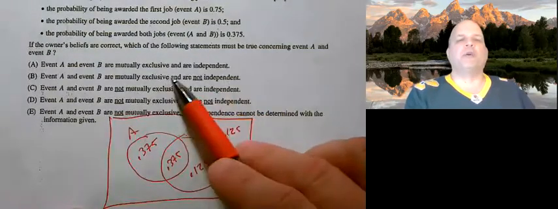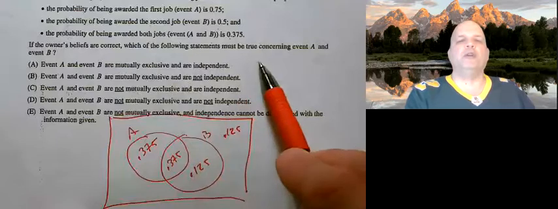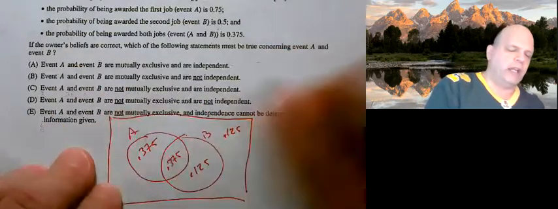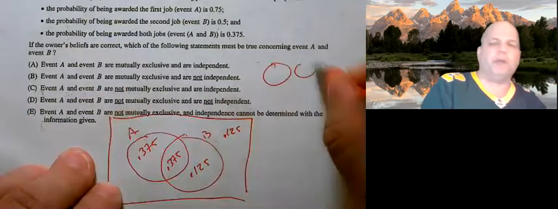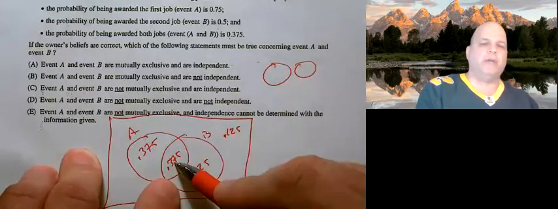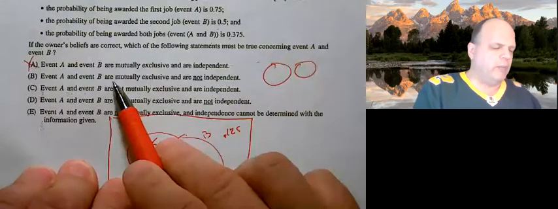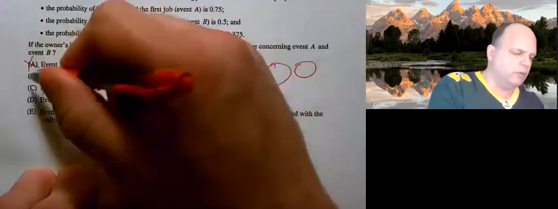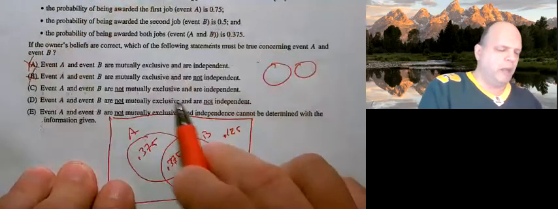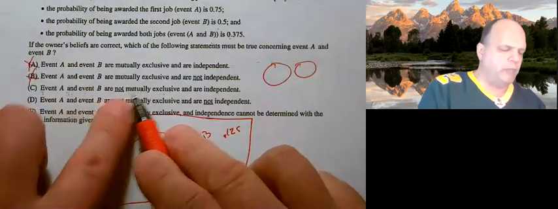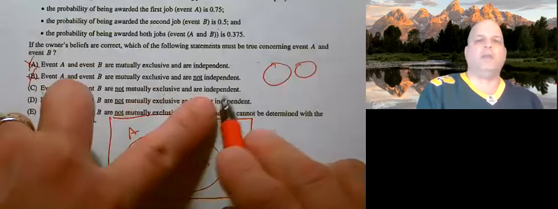If the owner's beliefs are correct, which of the following statements must be true concerning events A and B? Events A and B are mutually exclusive. They cannot be mutually exclusive. Mutually exclusive means there's no overlap. We know we have an overlap of 0.375. Events A and B are mutually exclusive? No. Events A and B are not mutually exclusive and are independent.